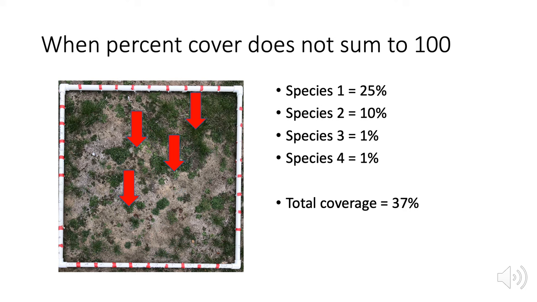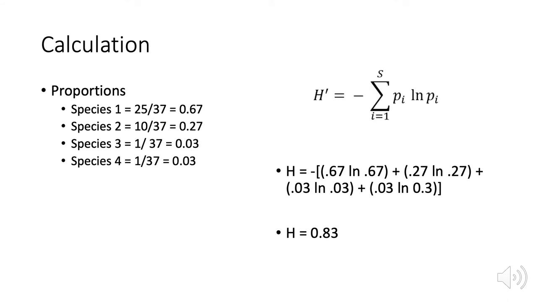These percentages, however, do not actually represent the proportion of the individuals in the community inside this quadrat. We will have to adjust those values. The way we adjust those values is taking the percentage of each species over the total percentage of ground covered. So for species 1, which covered 25%, if you take that 25 over the 37% that was total coverage, we now have a proportion of 0.67.